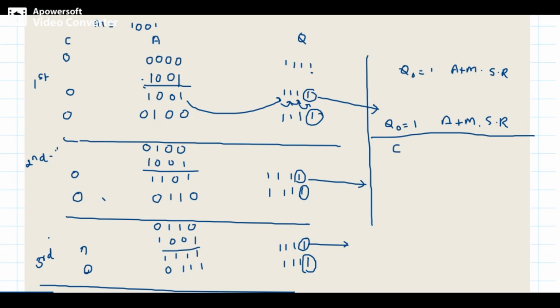So carry, A and Q. I will take A as it is, 0 1 1 1, carry is 0, and Q is 1 1 1 1. So check Q naught bit. Since it is 1, perform A plus M. The value of M means 1 0 0 1. Perform addition. 1 plus 1 is 0, 0 0.